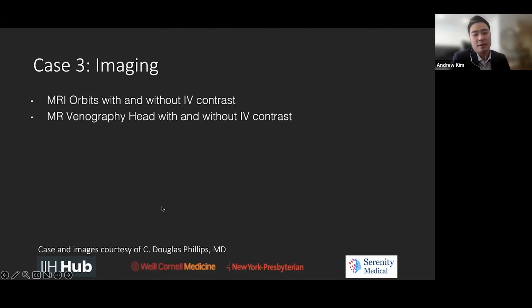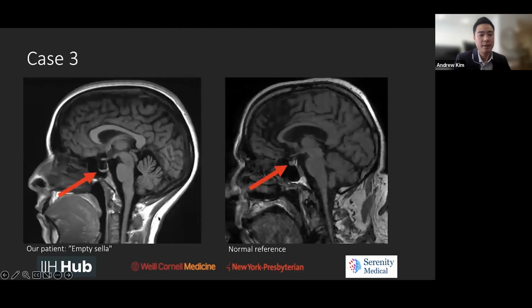So this patient got the same set of imaging as the first two patients. In this case, an MRI orbits with and without IV contrast, and an MR venogram of the head with and without IV contrast. And again, our patient is here on the left with a normal patient as a reference on the right. Again, sagittal T1 sequences through the midline of the brain.